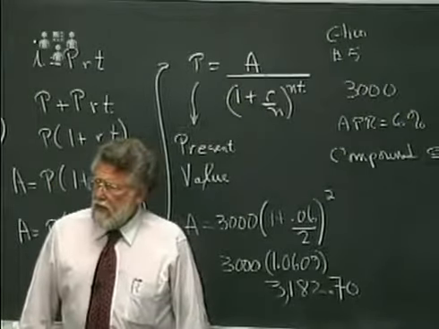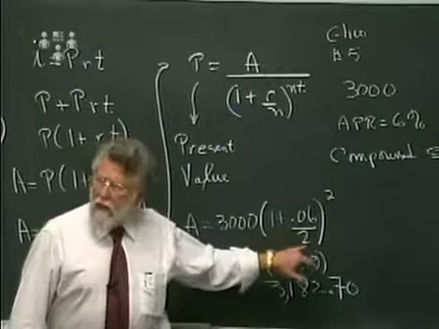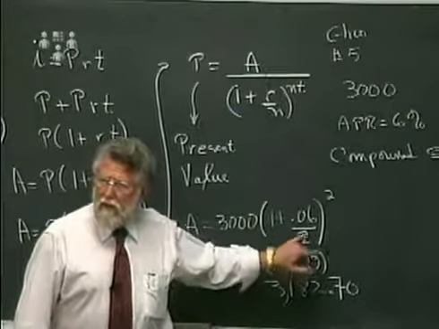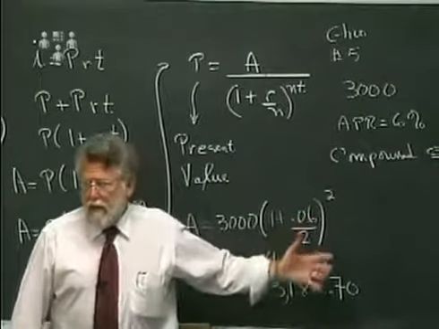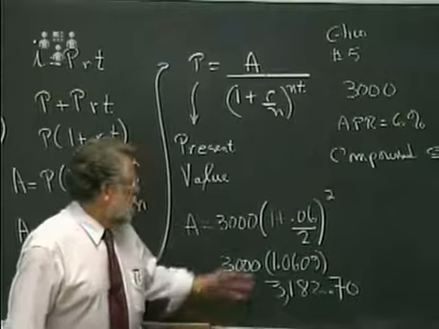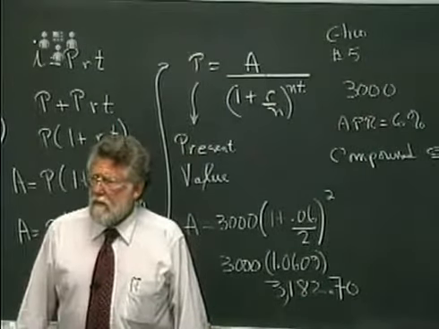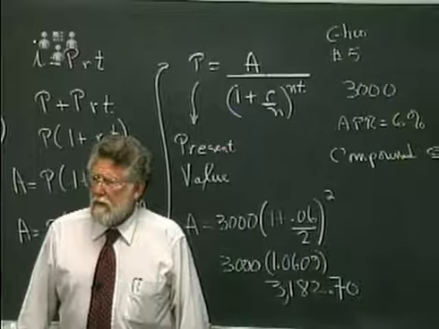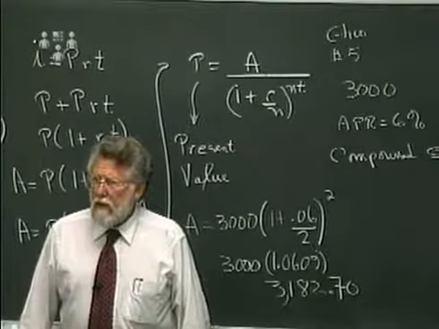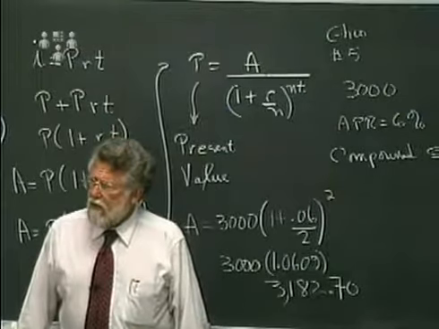Is that what you're getting in the calculator as you try it? So again, 1.03, y to the x, 2. I could have just squared it, but I'm going to use the y to the x key. Hit the equal sign, and then multiply by 3,000. And do we get the 3182.7? And is that the answer you were supposed to get?